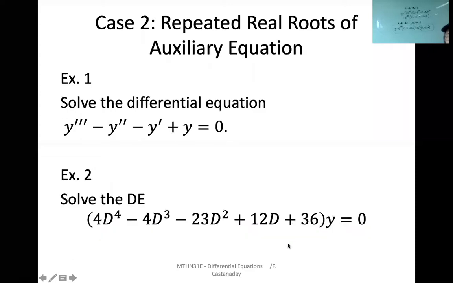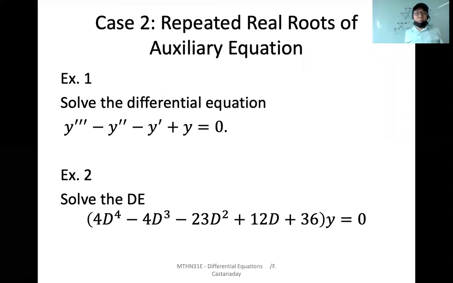Sige, solve natin to. Solve the differential equation y triple prime minus y double prime minus y prime plus y equal to 0. Okay, mukhang ano to by grouping ito. Tapos yung pangalawa is synthetic division. Okay. So, ganun lang siya, guys. Solve natin yung number 1.